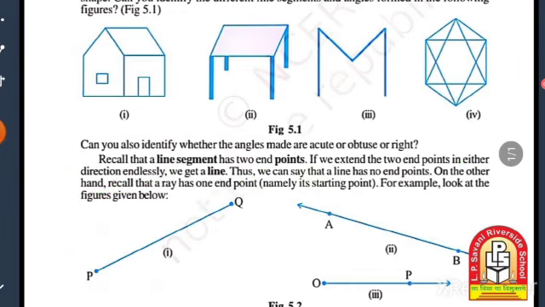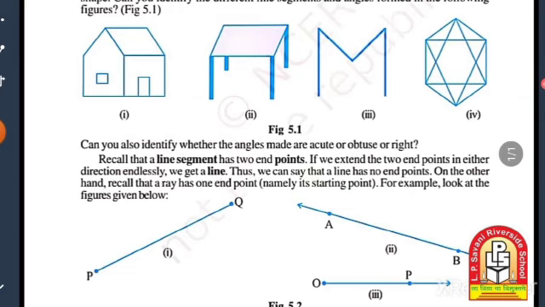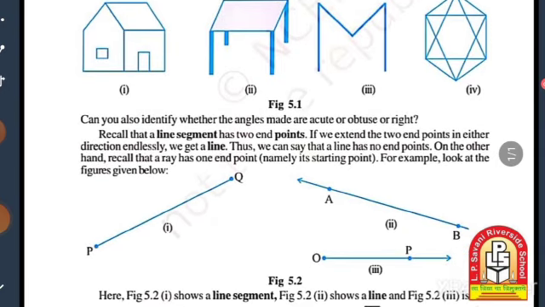But here you can see the line has endless direction. The two arrows suggest that it extends up to infinity. So we can say that the line has no end. On the other hand, recall that a ray has one endpoint, namely its starting point. For example, look at the figure below.